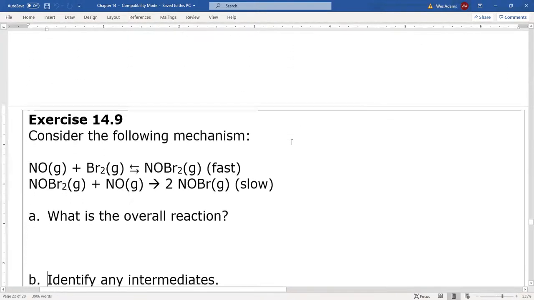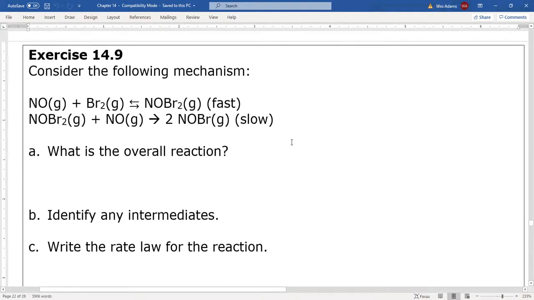And so let's look at this. Let's consider this mechanism where NO reacts with Br2 to form NOBr2 in equilibrium, and that's a fast step. And then we have NOBr2 plus NO going to form 2NOBr. That is a slow step, or a rate determining step. So we want to know what the overall reaction is. Can we identify any intermediates, and what's the rate law?